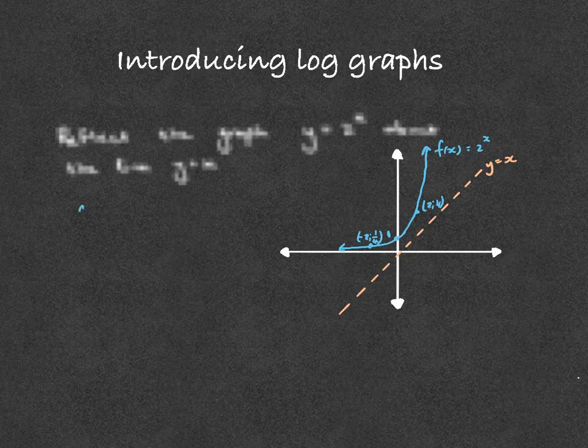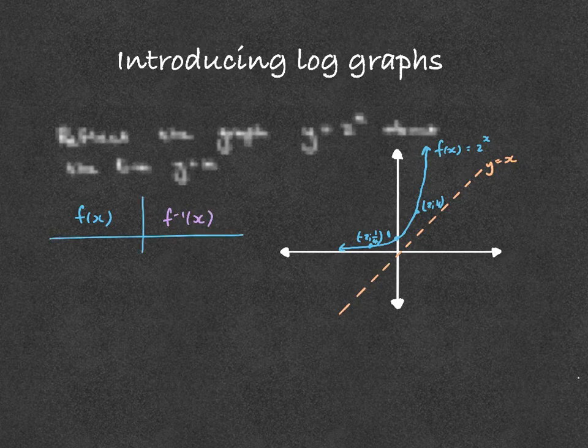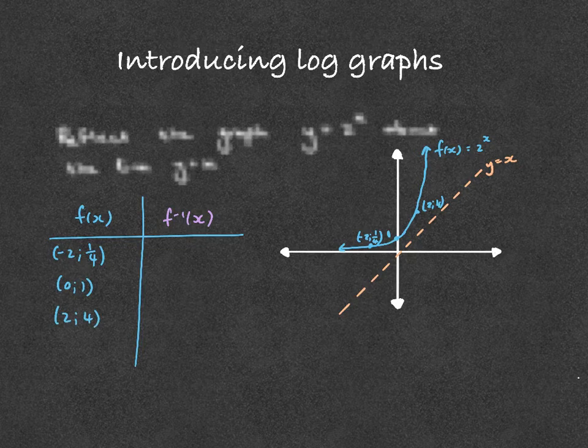So let's just compare again f(x) and the derivative. Stop saying that. The inverse. It happens when you've done too much calculus. So f(x) and the inverse function. We've got (−2, 1/4), then (0, 1), and (2, 4). So the inverse will be (1/4, −2), (1, 0), and (4, 2).